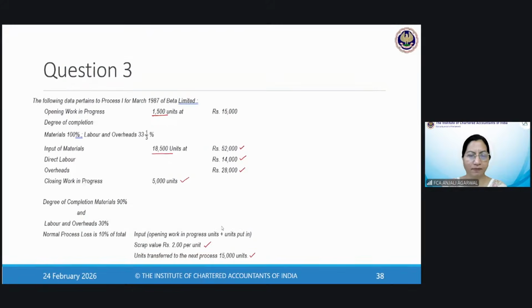So 13,500, how did it come? Units transferred to the next process are 15,000. So if 15,000 units are transferred to the next process and we are following FIFO, first these 1,500 units will go to the next process. So where will the balance units come from? What else? 13,500 will come from those which have been introduced in the process.